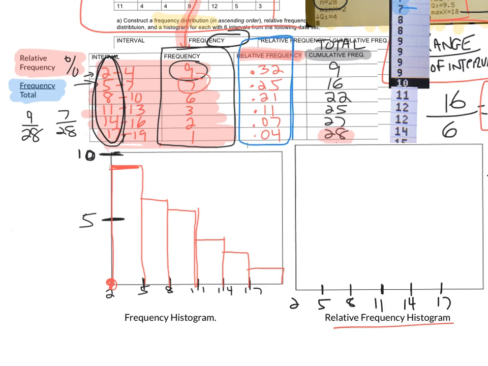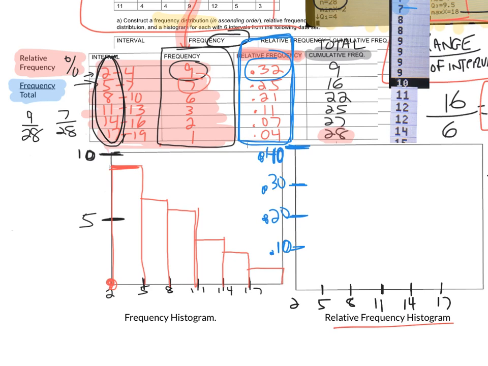But now I'm going to be using the relative frequencies which I calculated before. Just like I did before, I look at the biggest relative frequency, which in this case is 0.32. So as far as a maximum goes, I'm going to go up to, let's say, 0.40 or 40%. Maybe I'll label the midway point as 20%. I can even go to 30% and 10%, breaking the y-axis up into 10%. You just want to choose a scale that's going to make the graph easy to read.